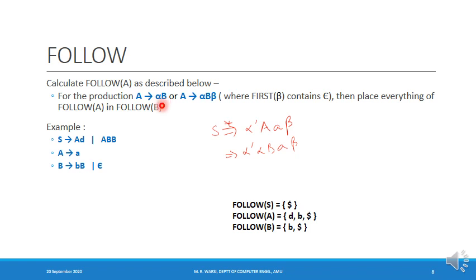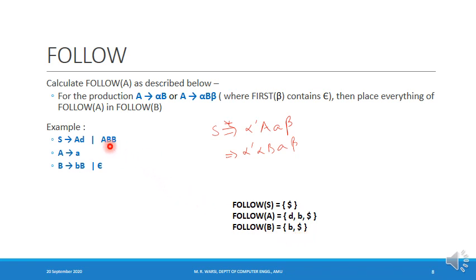Let us now apply this third rule to the grammar that we had taken in the previous slide. Capital S is the starting symbol, so the follow of capital S will contain dollar. Now when I apply the third rule to the second production of capital S, I can say that all the symbols which are there in the follow of capital S will also be added to the follow of capital B. Follow of capital S contains dollar, so dollar will be added to the follow of capital B. So the dollar has been added to the follow of capital B.